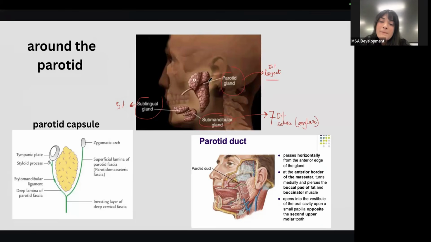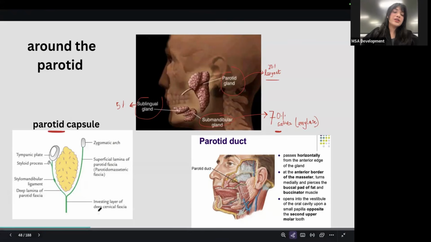So this is the parotid gland, and by size, you can see it's the largest gland. You have the sublingual gland and you have the submandibular glands, but I want you to know that the submandibular gland is the one that produces 70% of the saliva. So most of the saliva is produced by the submandibular gland, and in saliva you find amylase.